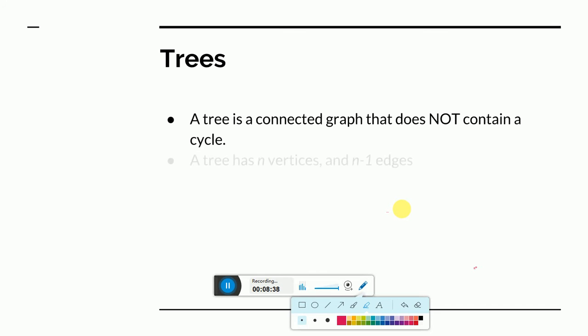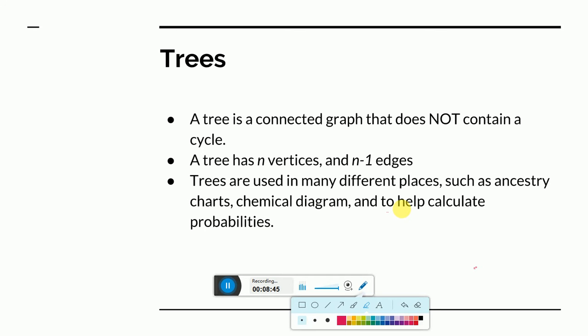A couple of properties of trees. A tree has n vertices and n minus 1 edges. Trees are used in many different places, such as ancestry charts, chemical diagrams, and to help calculate probabilities. If you look in your book, I believe it's section 5.4, we begin talking about trees and their properties. So if you want to look at that as a resource, and also when we get to the assignment for this evening, we're going to come from there as well.